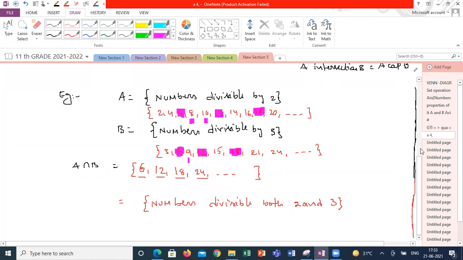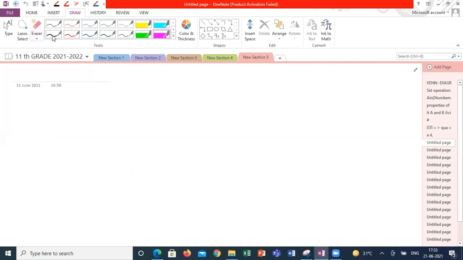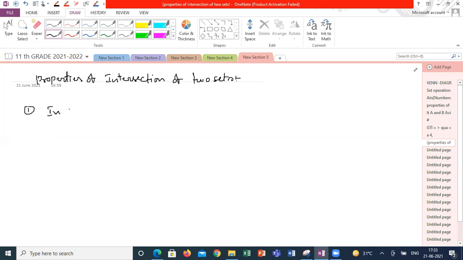Now, can anyone explain the properties with respect to the previous? What are the properties you can identify from the intersection? What are the properties of intersection of two sets? First property: commutative. Yes, sir, it's commutative. Intersection is a commutative operation.